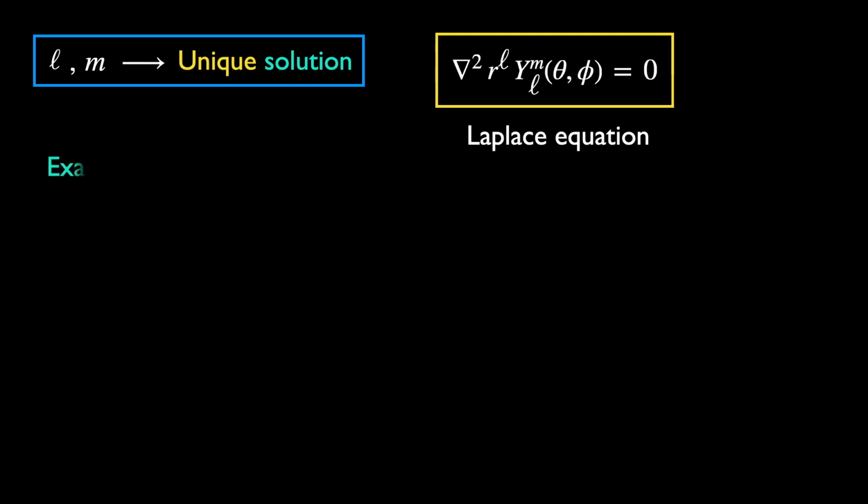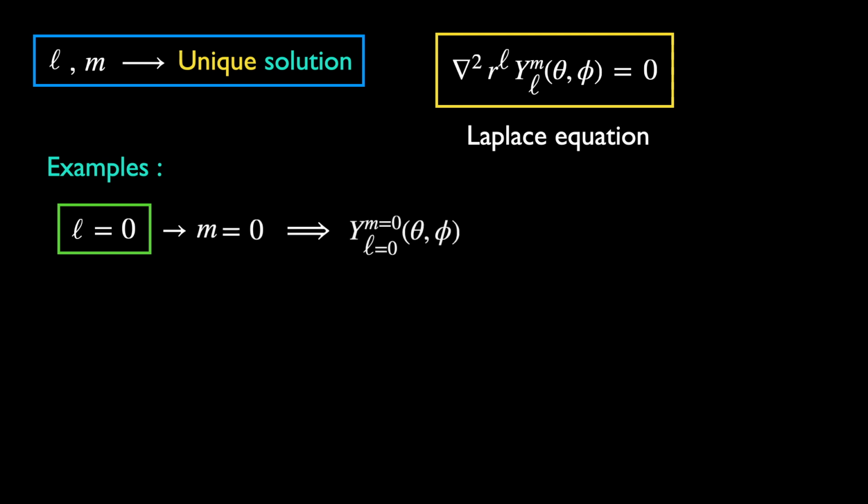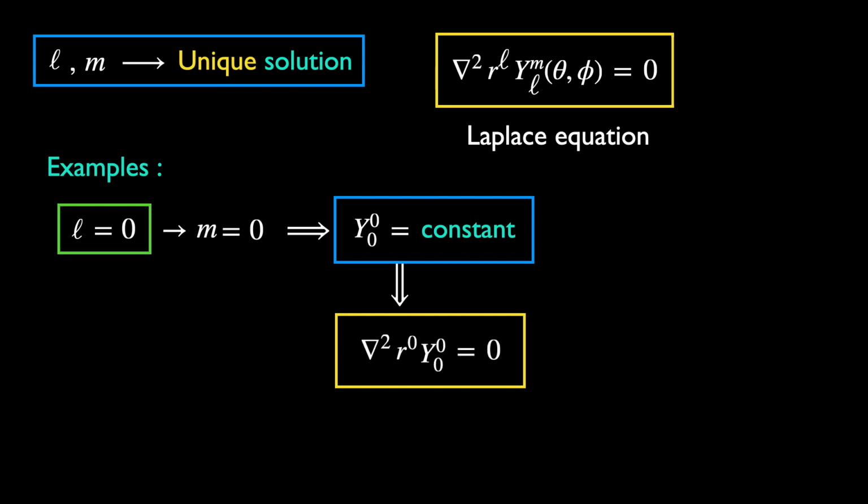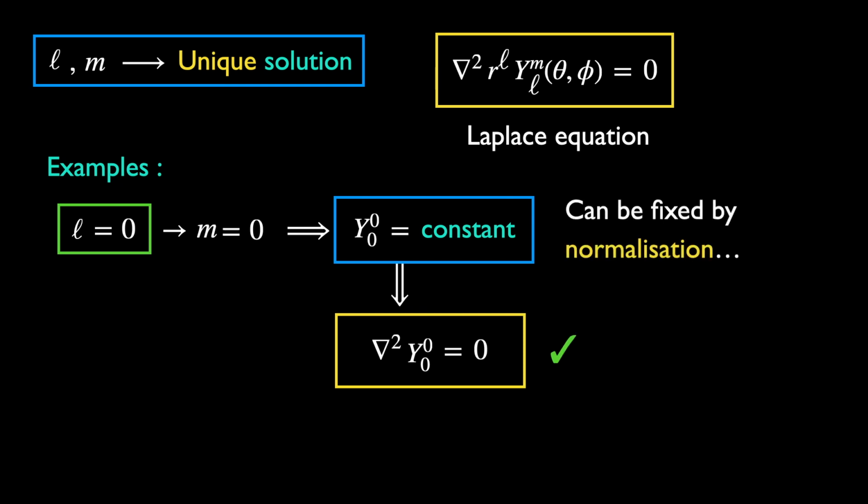Let's start with L equals 0. The only possible m is 0. Thus this spherical harmonic is simply a constant. This is both a homogeneous polynomial of degree 0 and the eigenfunction of L3 with m equals 0. Of course, this satisfies the Laplace equation in an obvious way. Thus Y00 is just a constant, which can be fixed by the normalization condition of the wave function.